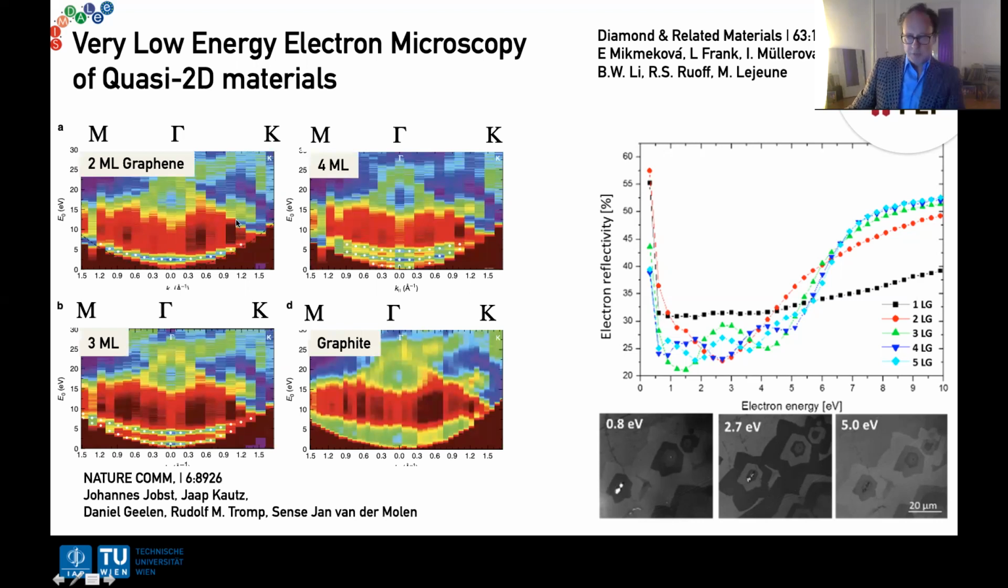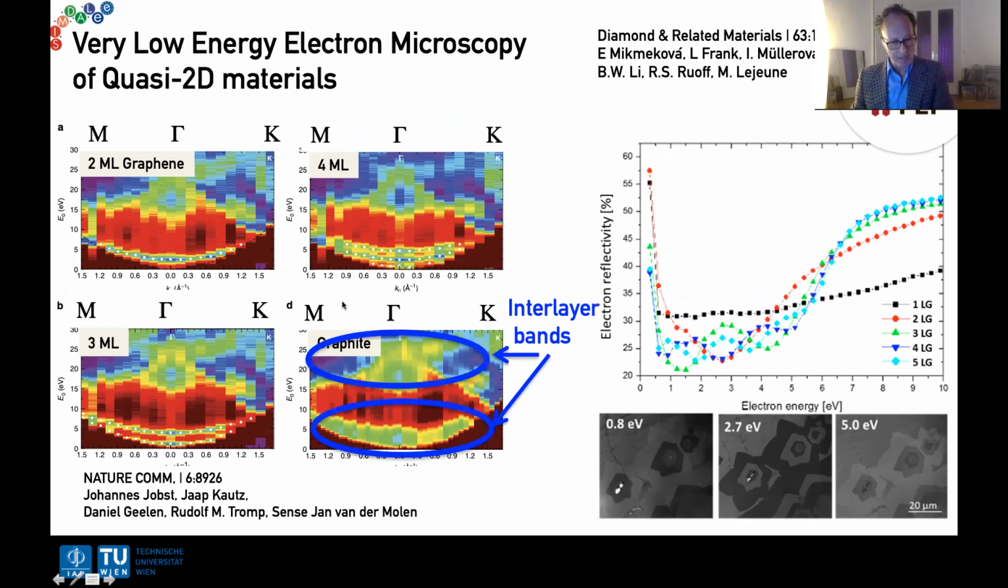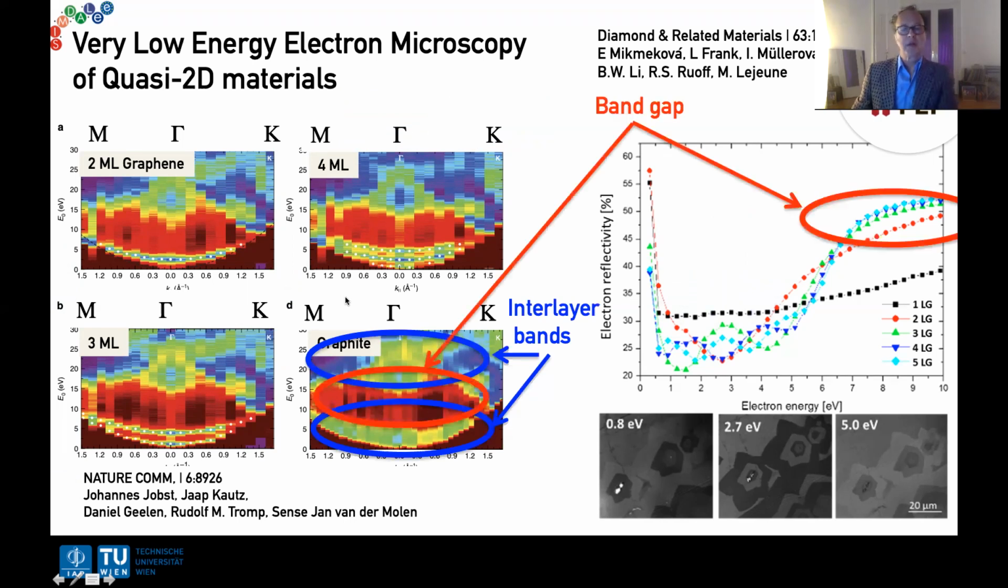These results here by Jobst and co-workers basically are an angle-resolved equivalent of the results shown here for 2 monolayer graphene, 3 monolayer graphene, and 4 monolayer graphene. For 2 monolayers, you get 1 interlayer state, which clearly shows a dispersion here when going from the M point in the crystal to the gamma point and to the K point. For 3 monolayers, you have 2 interlayer states. For 4 monolayers, you have 3 interlayer states. And for graphite, you have a band of interlayer states separated by a gap.